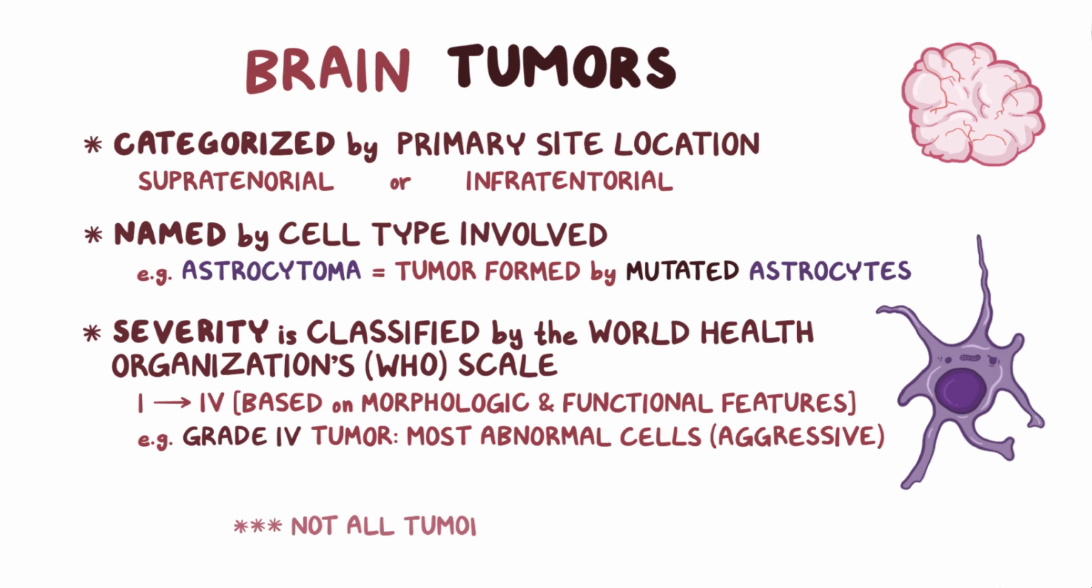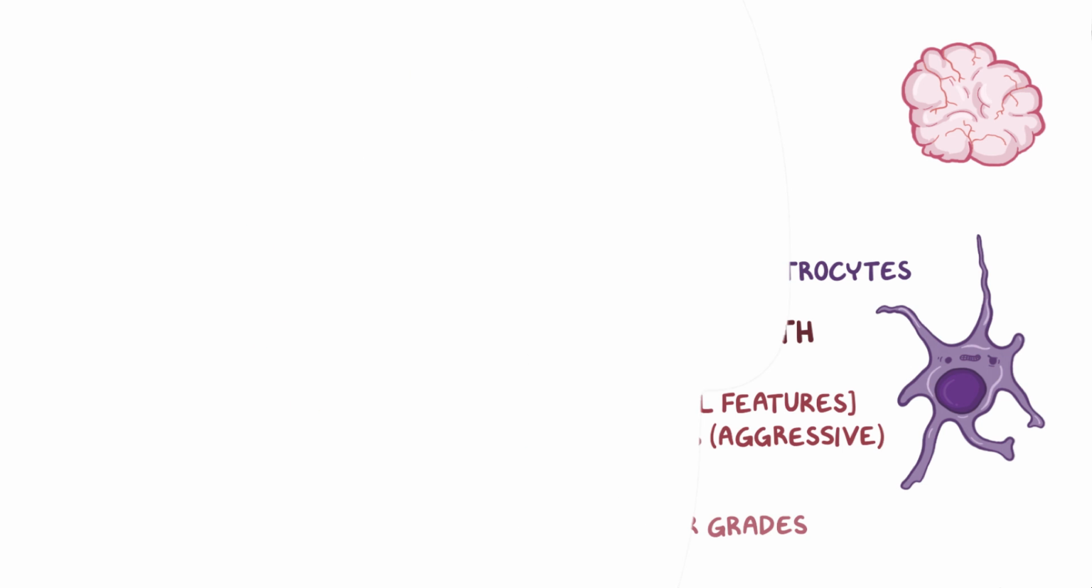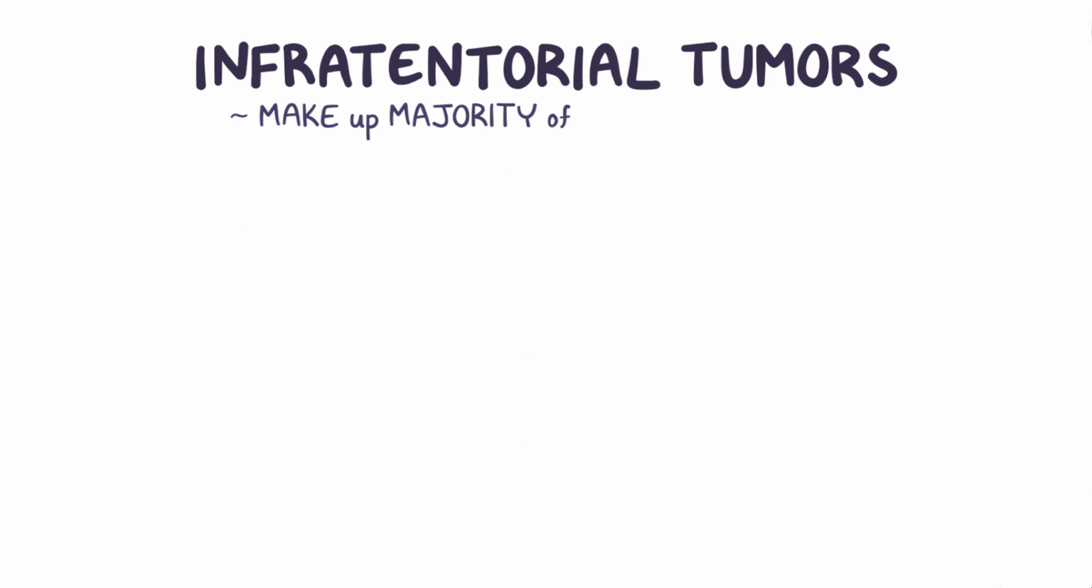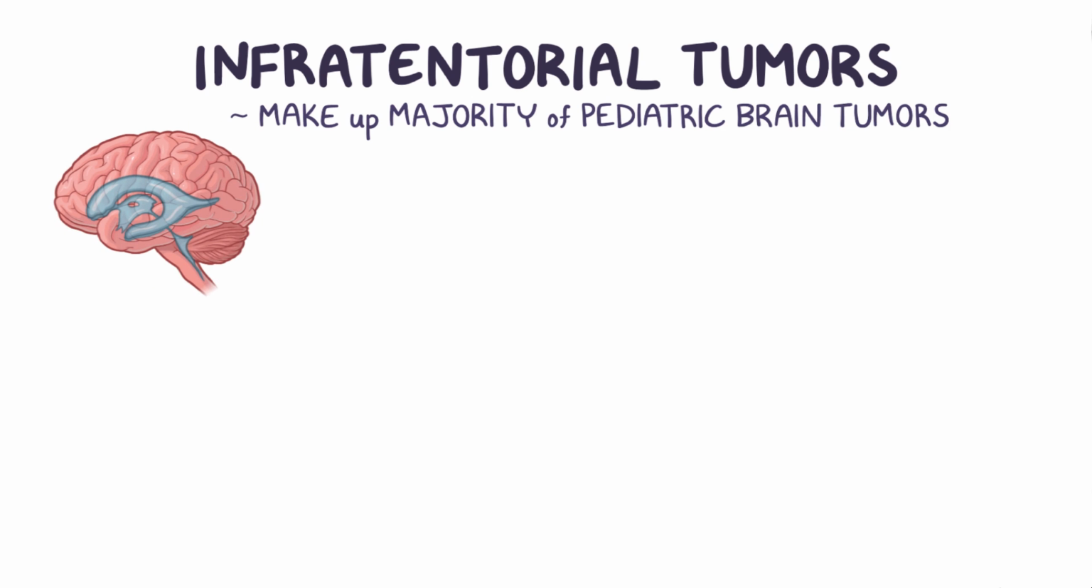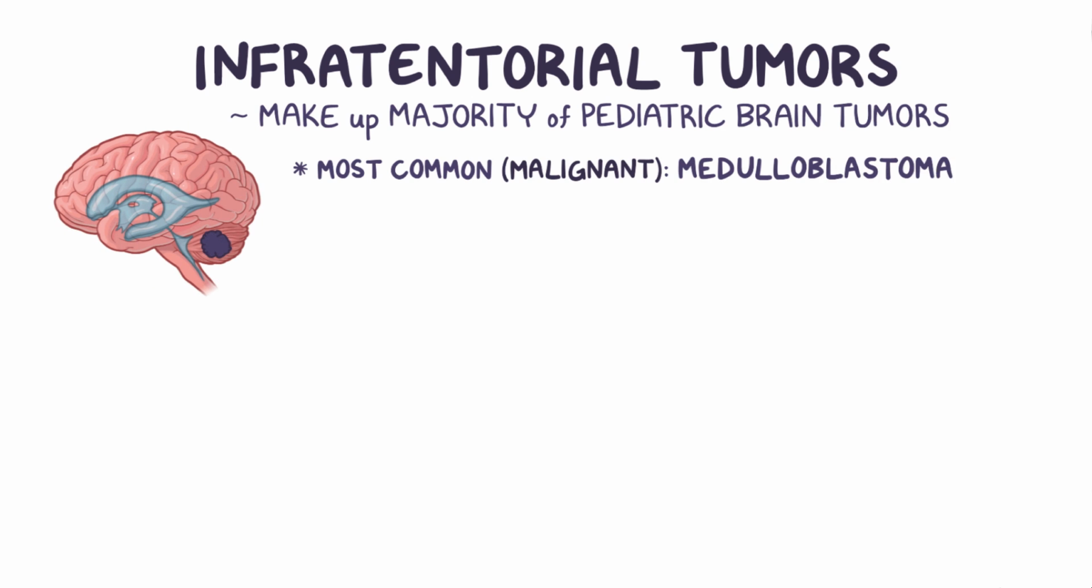But not all tumors have all 4 grades, because some tumors are basically always more benign, whereas others are just more aggressive. So let's start with tumor types that are generally infratentorial tumors, because they make up the majority of pediatric brain tumors. Overall, the most common malignant tumor is a medulloblastoma, which typically forms in or around the cerebellum adjacent to the fourth ventricle.